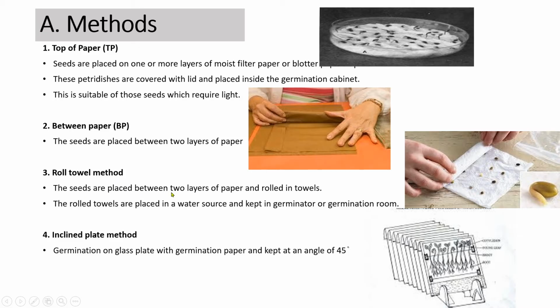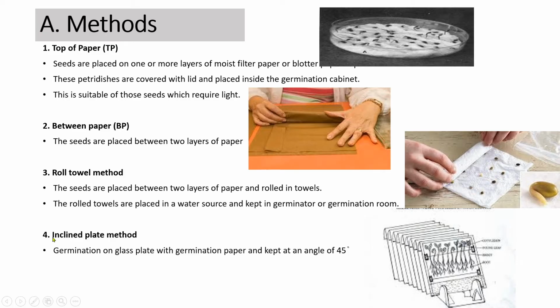When the seeds are placed between 2 layers of paper, it is then rolled in a towel. The rolled towels are placed in a water source and kept in a germinator or germinating room.